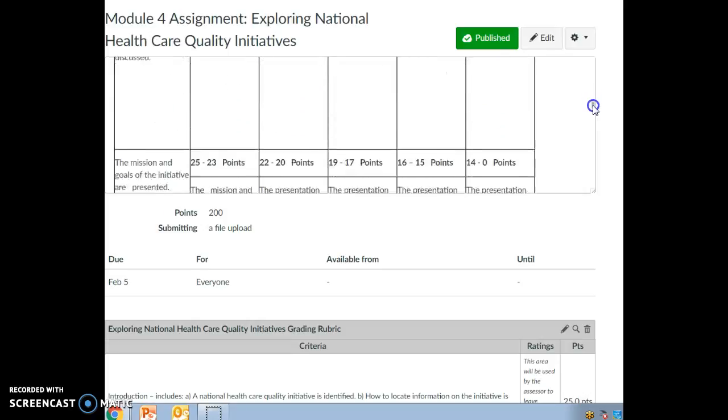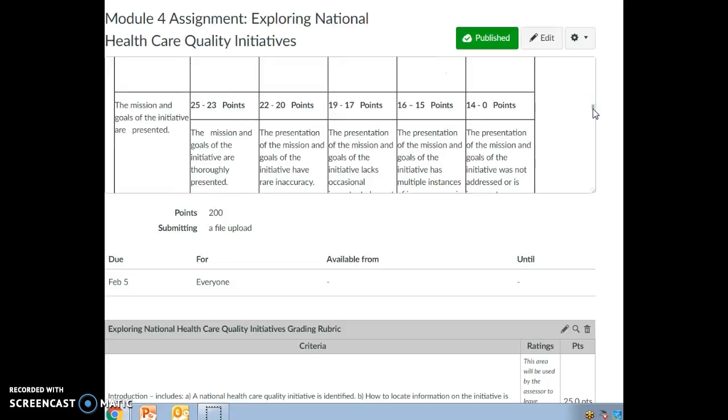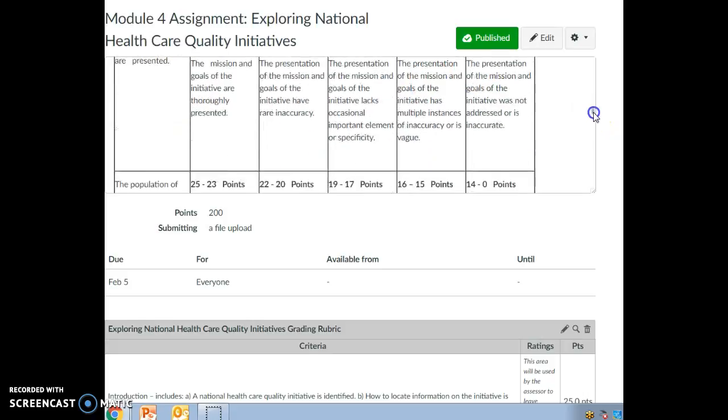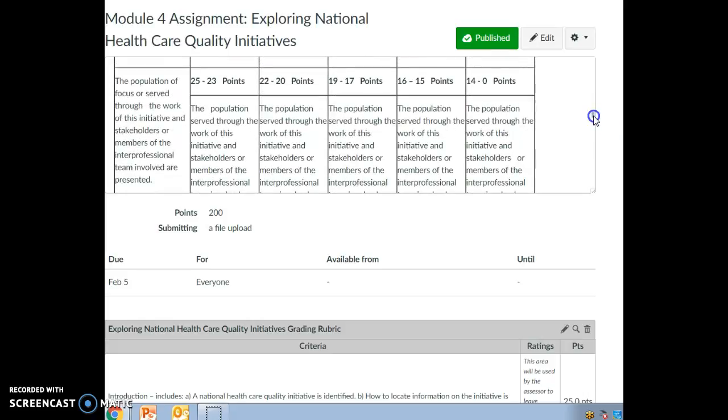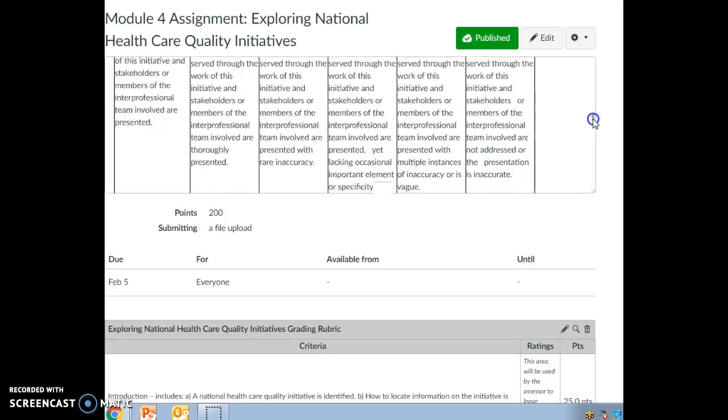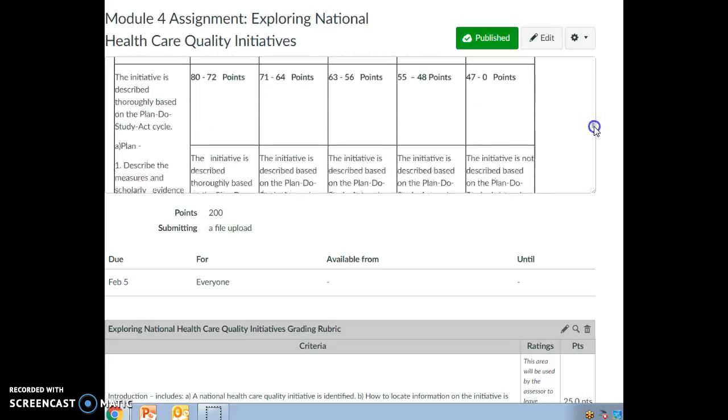need to be answered. The mission and the goals are presented, and mission is usually different than goals. A lot of times the mission is a statement and the goals are listed sort of like objectives. Then this is the population or focus of the study and the stakeholders and the team who's involved.